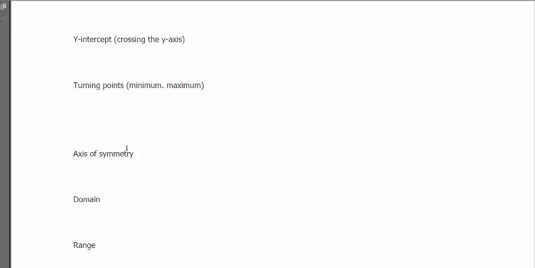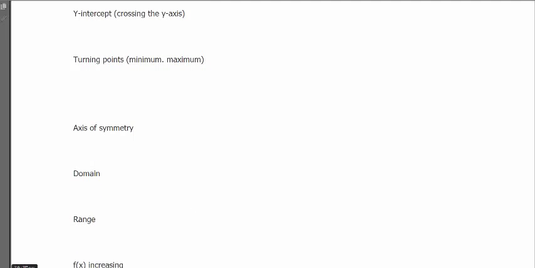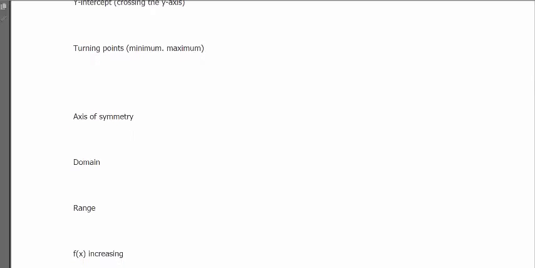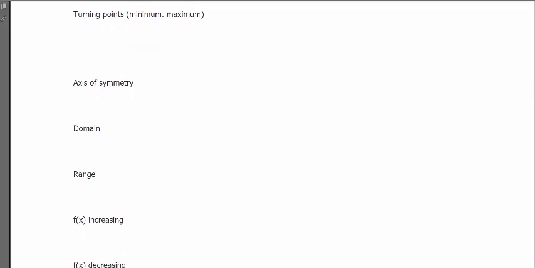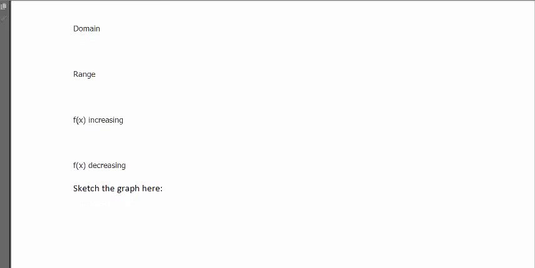a vertical line. And then the domain, which is basically all allowed, all possible x values. And then we have to have a look at the range, which is a description of all the possible y values. And then give a range for which values of x the function is increasing, which means that it's going up, or when the function f of x is decreasing, when the function is going down. And then finally sketch the graph.